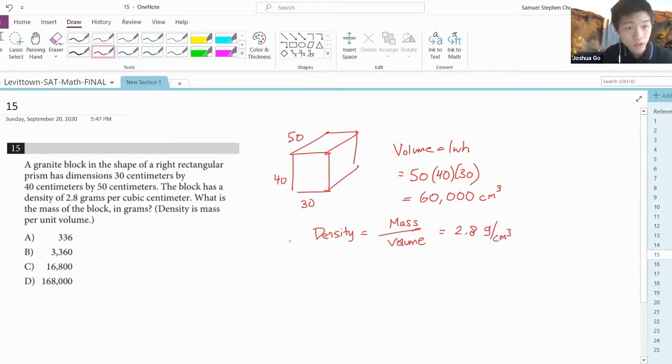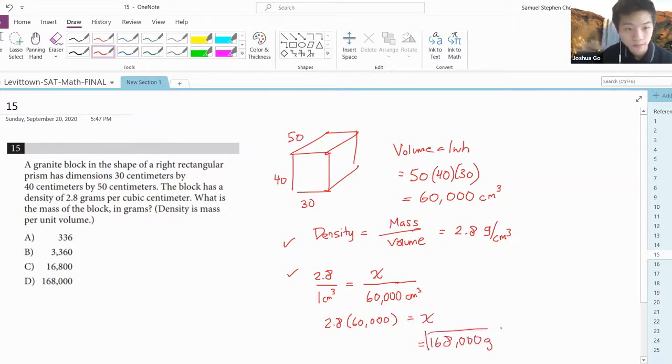Here, like in previous questions, we can set up another proportion. So we can have 2.8 grams, which is the given, over 1 cm cubed equals x, because we don't know the mass, over 60,000 centimeters cubed. So by simply cross-multiplying these terms, I'm going to do that on my calculator right now, we arrive at 168,000. All right.